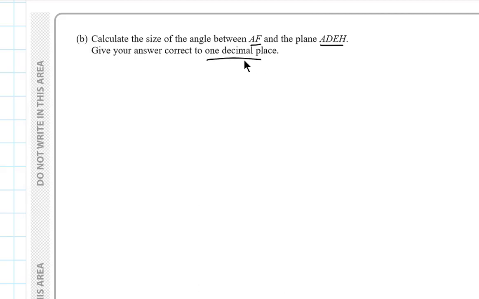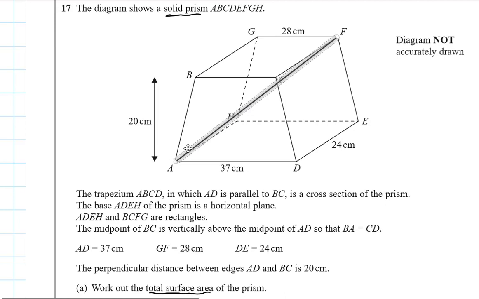B, calculate the size of the angle between AF and the plane ADEH, to one decimal place. The angle between AF and the plane ADEH is the angle between this line and its projection on this plane. How can we get the projection of AF on the horizontal plane? The projection of A is itself, and the projection of F will be, this is the projection of F on the plane. I prefer to call it F dash, okay?